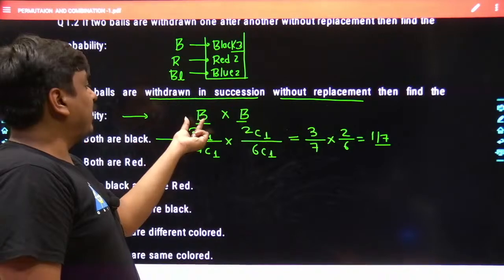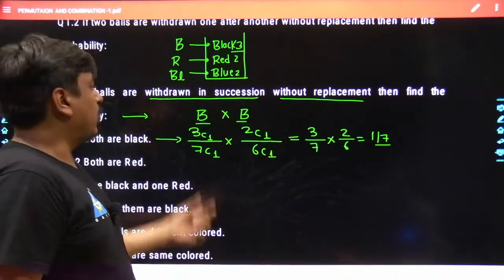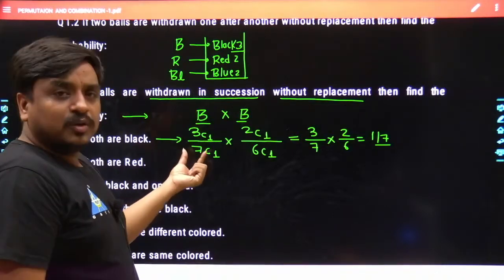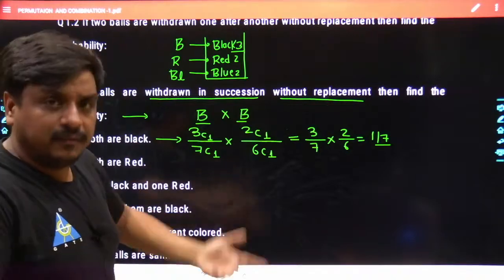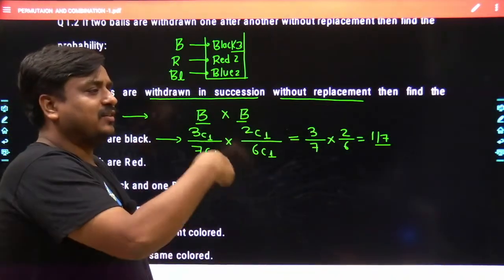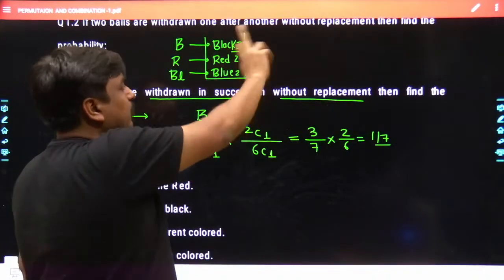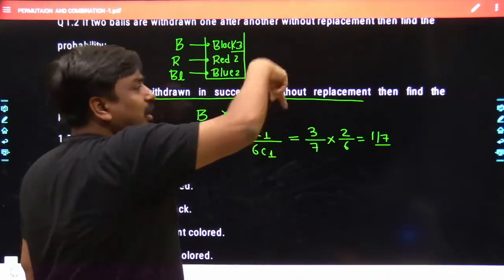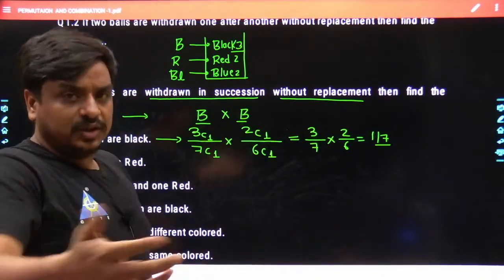We wanted to have black in the first withdrawal. We wanted to have black in the second withdrawal. How is it possible? Out of 7 balls, you are going to select one ball. How many ways can it be done? Obviously 7 different ways. Either you select the first, second, third black ball, first red ball, second red ball, first blue ball or second blue ball. So 7 different ways it could have been done.